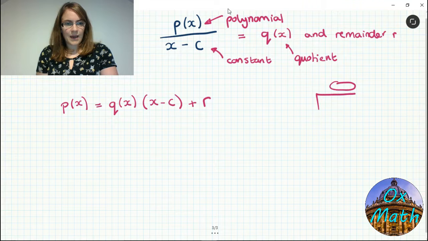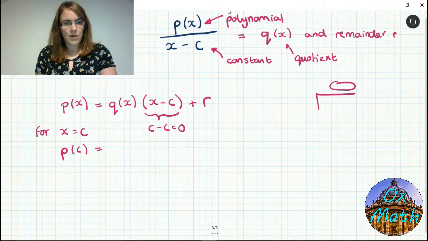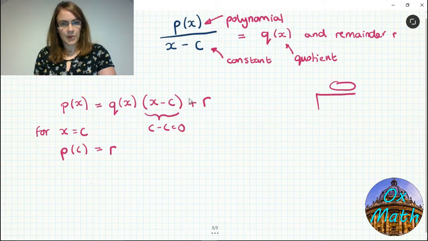So if we now in this equation make x equal to c, so for x equals c, and remember c comes from our divisor, then p of c must equal... x minus c becomes c minus c, which is 0. So our quotient times 0 is 0, and we're left with just our remainder. So you can see that this can be a lot easier than actually performing the polynomial division.